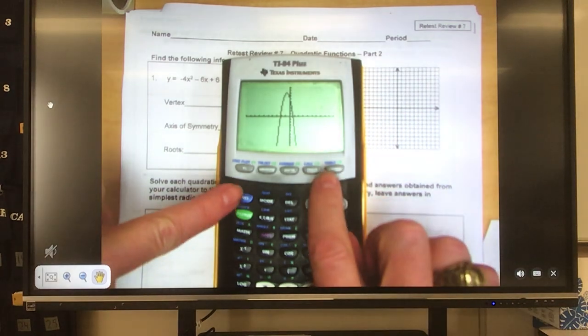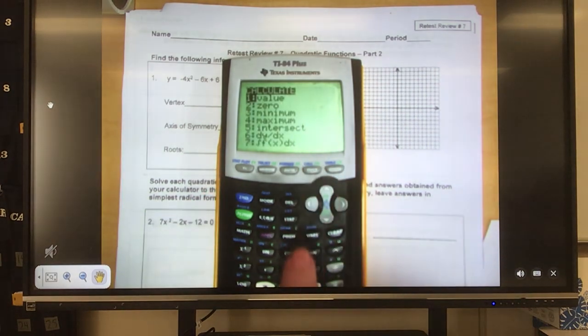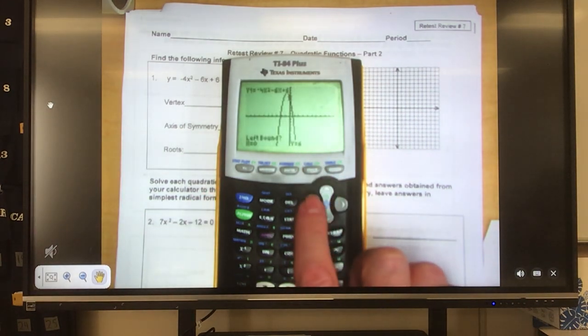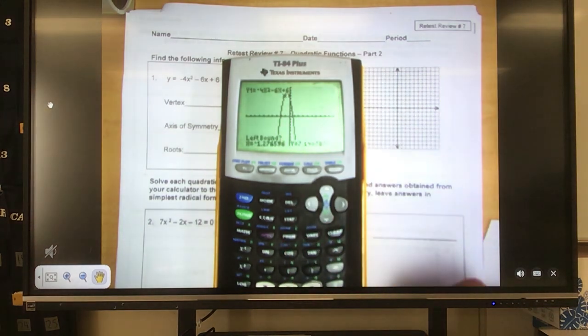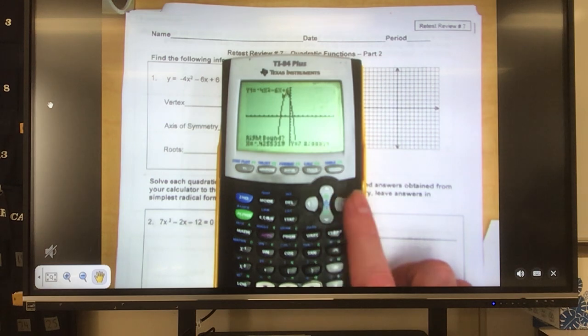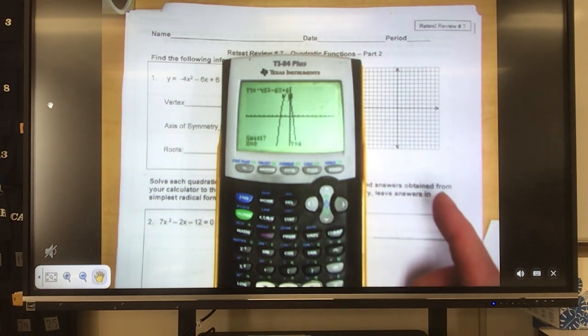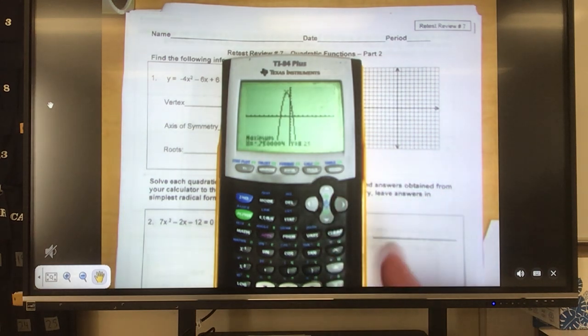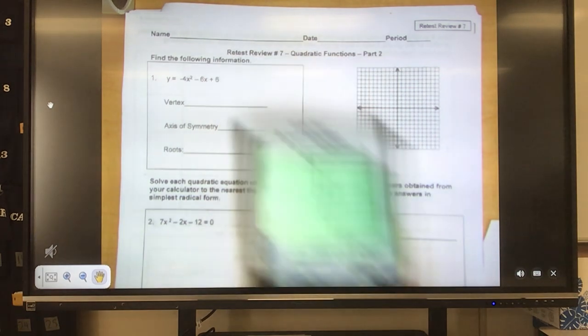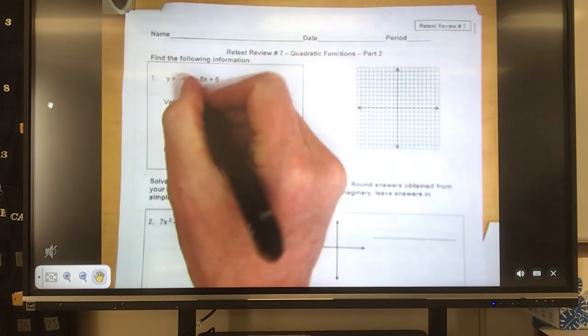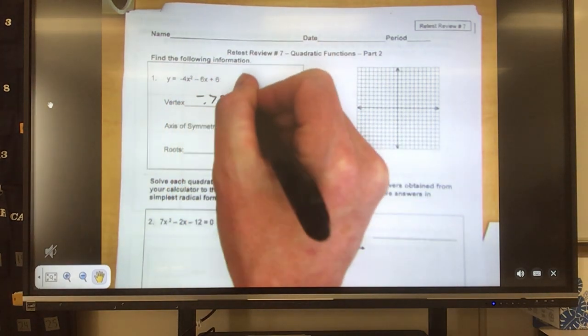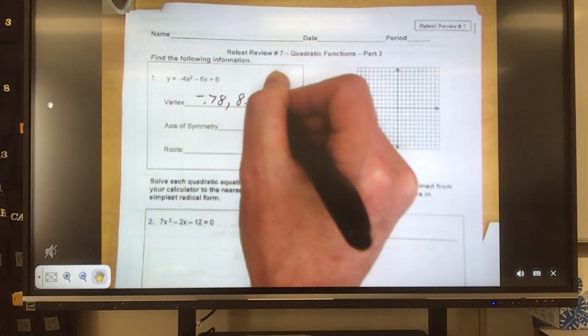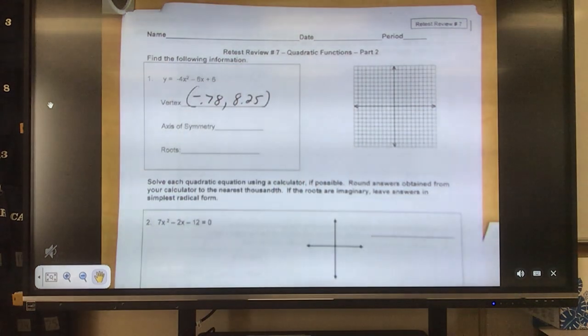So I go second, trace, maximum, number 4. It says left bound, so I put my little spider guide to the left of the vertex. Hit enter. Right bound, put it to the right of my vertex. Hit enter. Guess. Hit enter. And it tells me my vertex is negative 0.75 and 8.25. I think we're all good with being able to find vertexes.